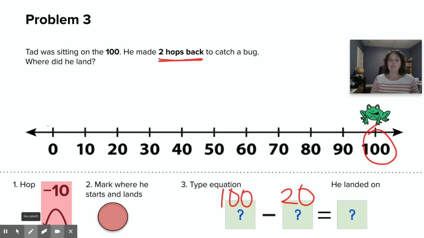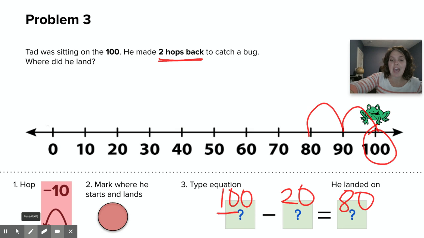All right, so if I'm doing 100 and I'm doing 2 hops back, I could do it in my head. I could say 100, 90, 80, for those of you that can count backwards by tens. I might go right here to my screen and jump them back 10, 20, and I land at the 80. Or some of you might have said, well, I can take 10 minus 2, which equals 8. And so then I can do 100 minus 20 equals 80.